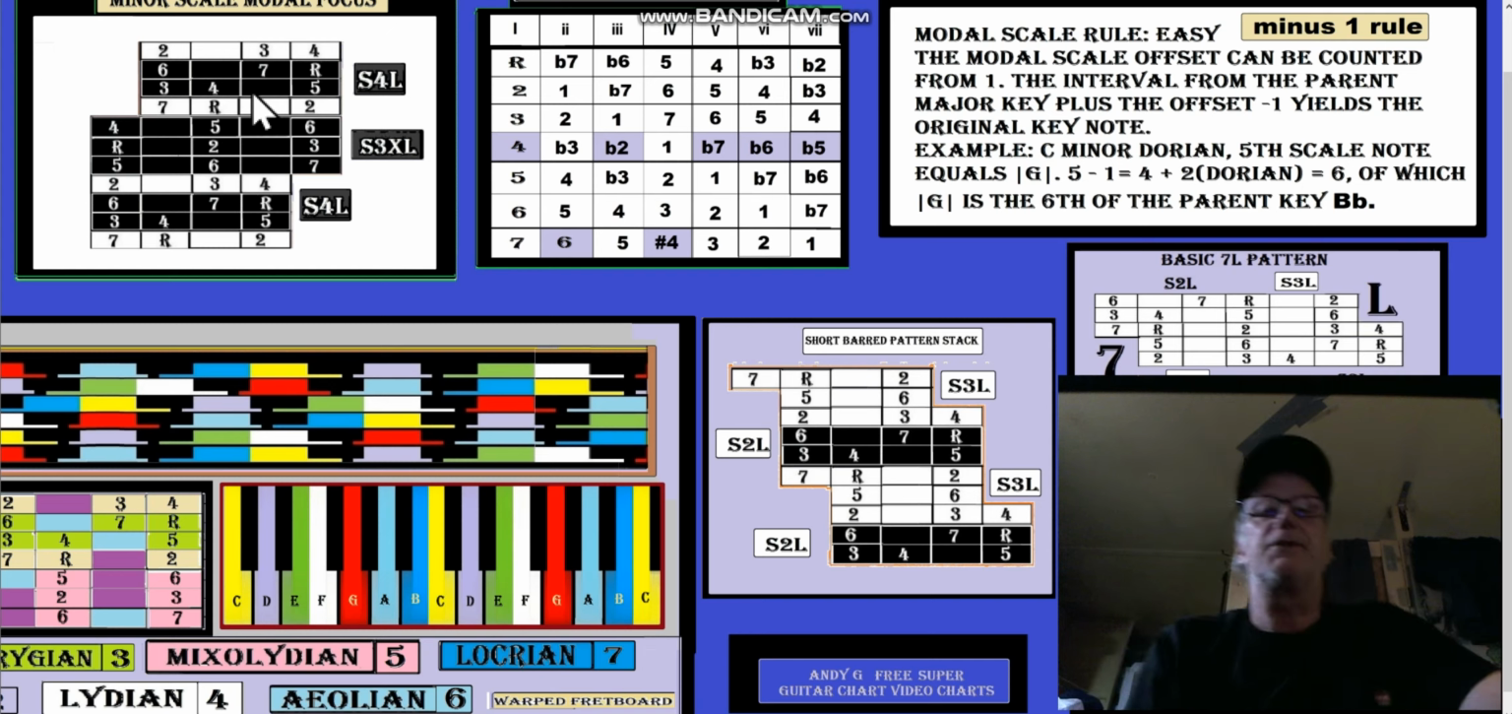That's just practice. You could do it string by string kind of thing, where you go 6, 7, root, 7, 6, 7, root. So you want to know the ends of the pattern. The in-betweens you can just play right through sometimes.